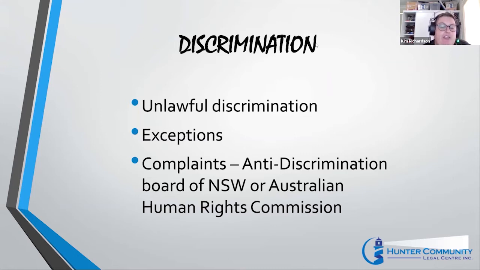If you believe that you have been discriminated against, you can make a complaint to the Anti-Discrimination Board of New South Wales or the Australian Human Rights Commission. If you are wanting to make a complaint to either of those bodies, you have 12 months to lodge a complaint with the Anti-Discrimination Board and 6 months for the Australian Human Rights Commission.